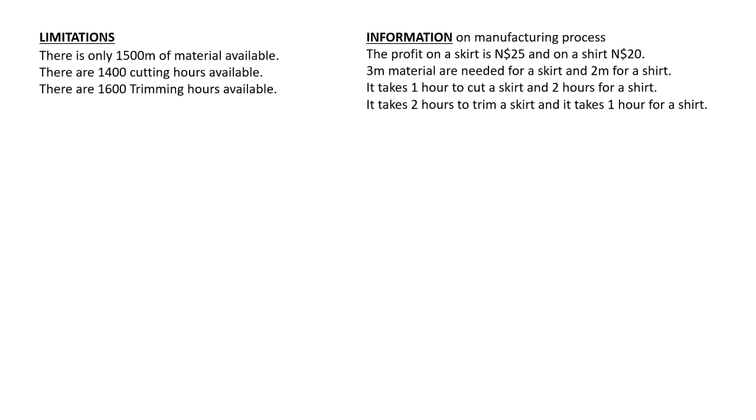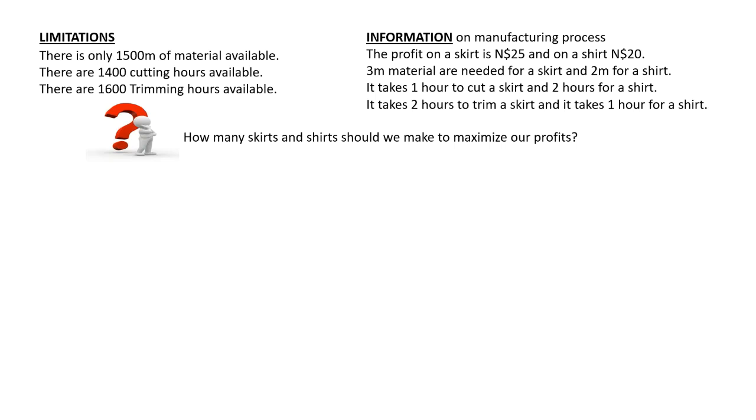Now, this is typically the type of problem that we will face or deal with in linear programming. You have a situation with Mike in a factory, in a farm, or wherever else, and then you are asked to do something: either maximize the profit, minimize the costs, or something along those lines. So now the big question is, how many skirts and shirts should you make in order to maximize the profit?